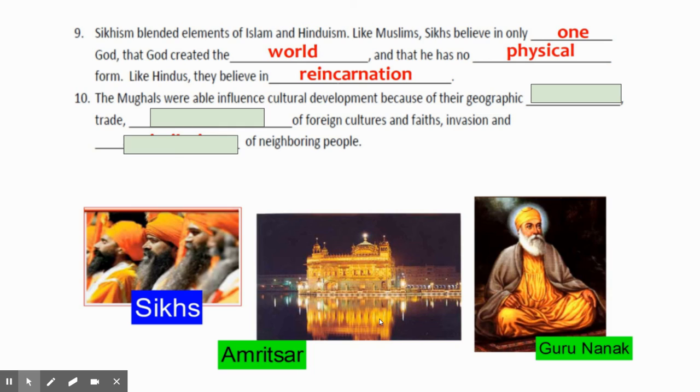So anyway, in number 11, the Mughals were able to influence the cultural development because of their geographic location, trade, the acceptance of foreign cultures and faiths, invasions, and also the assimilation of neighboring peoples.